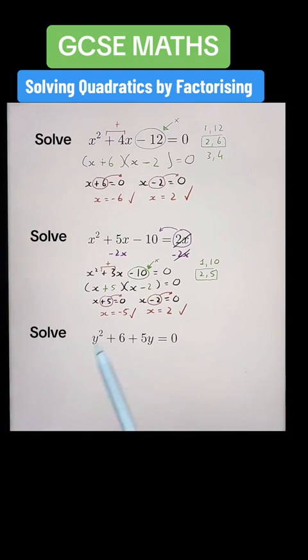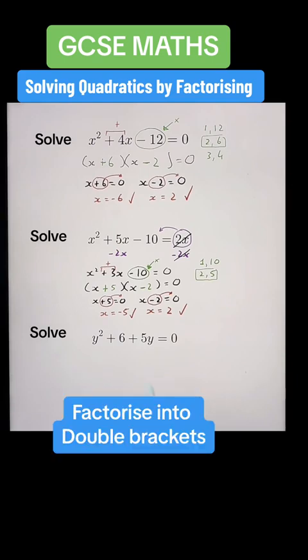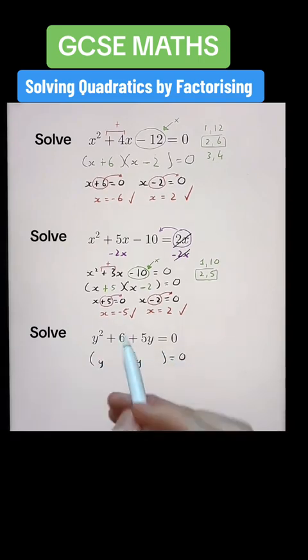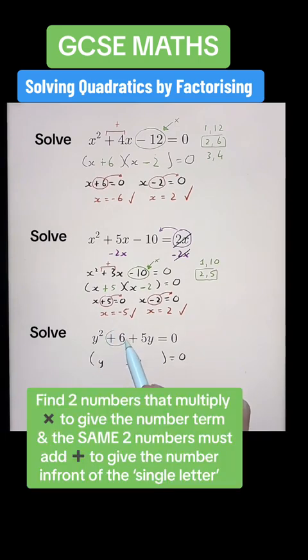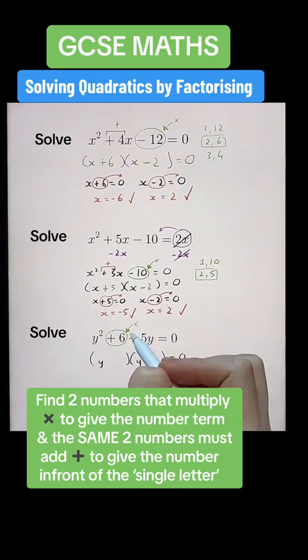Question 3. Again, I'm solving a quadratic. As I can see, I've got y squared. My first step is to ensure my quadratic is equal to 0, which it is. As I've got three terms, I know it's going to factorise into double brackets. As it's a quadratic in terms of y, each bracket will now start with a single y. My rule is I need to find two numbers that multiply together to give us the number term, in this case positive 6, and the same two numbers must still add to give us the number in front of the single letter, which in this case is positive 5.